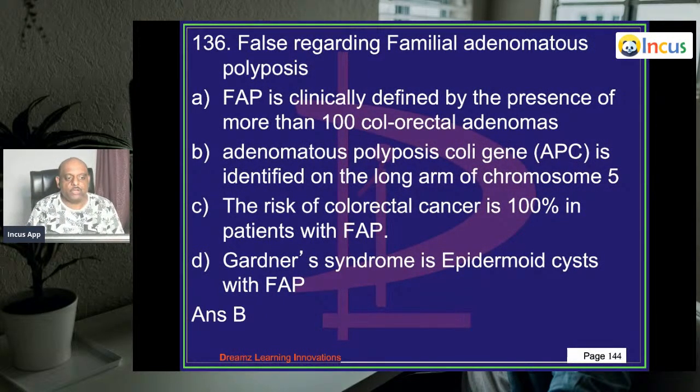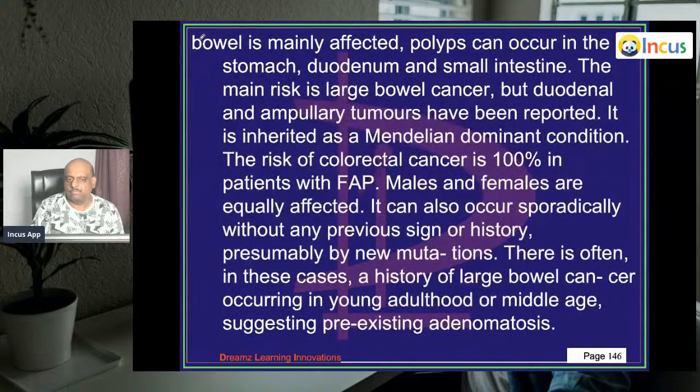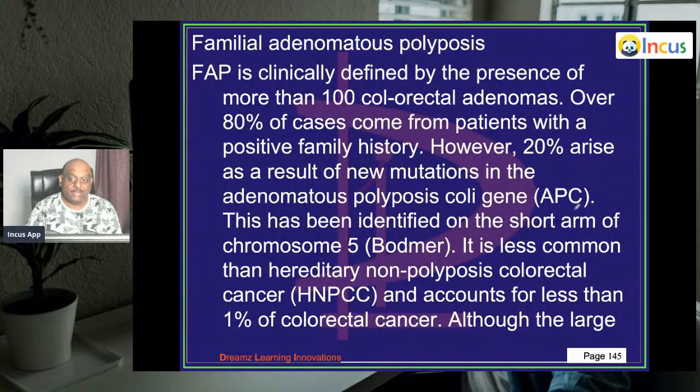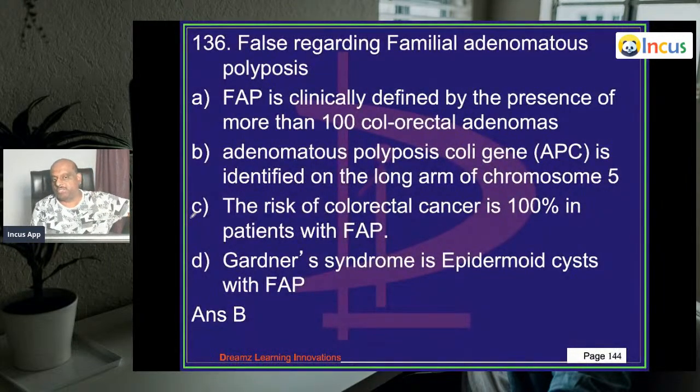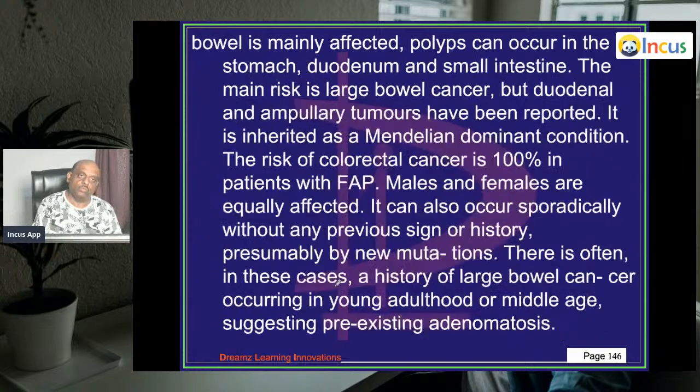Familial adenomatous polyposis. With regard to familial adenomatous polyposis, you should remember, is it the long arm or short arm of chromosome number 5? It is the long arm of chromosome number 5 on which the familial adenomatous polyposis gene is located, is what you need to remember. So what is Gardner syndrome, doctor? Epidermoid cyst plus familial adenomatous polyposis is called Gardner syndrome, is what you should remember.